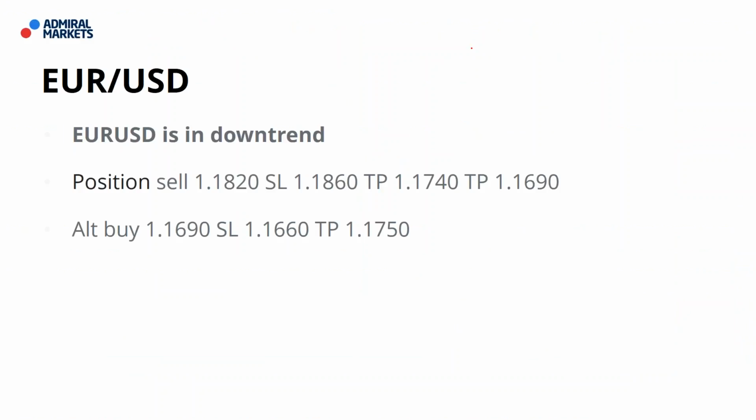Now let's see what can happen. Euro dollar downtrend, still in a sell position, 1820, stop 1860, TP 7040, TP 2 is 1.6090, buy trade 6090, stop loss 6060, TP 1750.